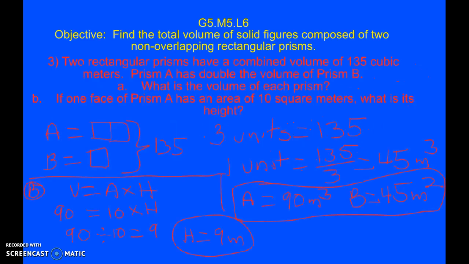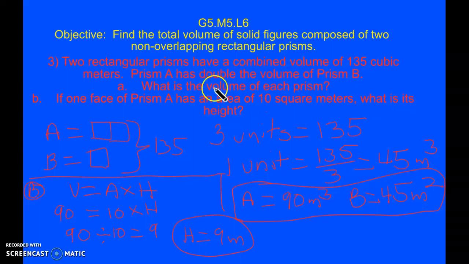Okay, let's take a look at one final word problem. Two rectangular prisms have a combined volume of 135 cubic meters. Prism A has double the volume of prism B. So our two parts we're asked to do are: A, what is the volume of each prism? And B, if one face of prism A has an area of 10 square meters, what is its height?